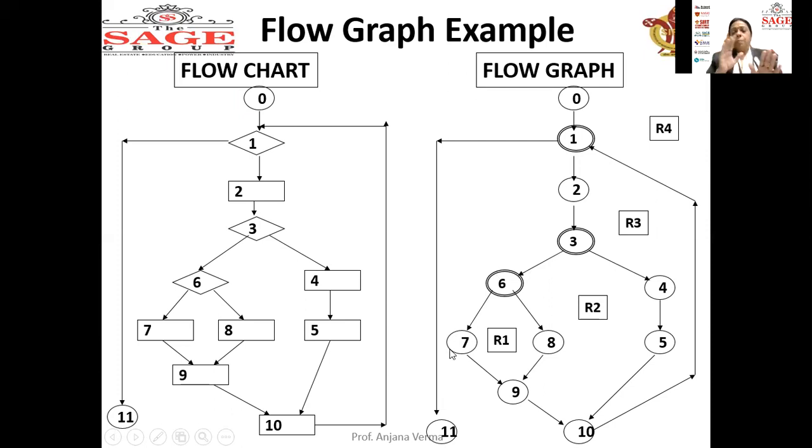14 edges minus nodes. How many nodes? 12. 14 minus 12 plus 2 is the formula. We have 4 as the complexity. After that, predicate nodes plus 1. So how many predicate nodes are here? 1, 2 and 3. I think you can understand simply how many predicate nodes are in your program.